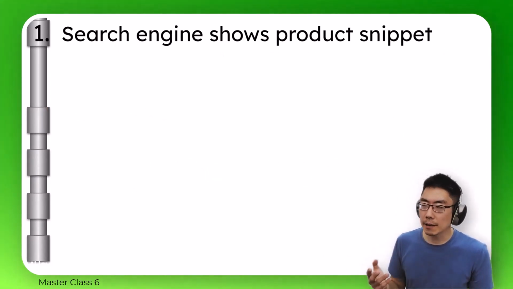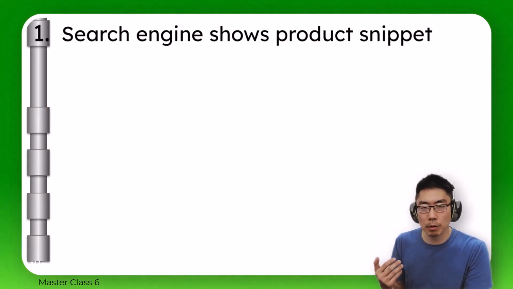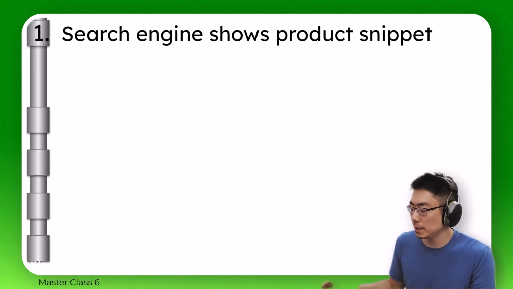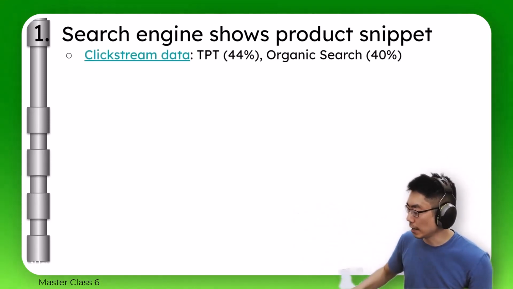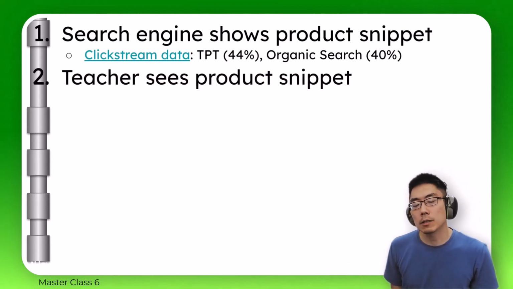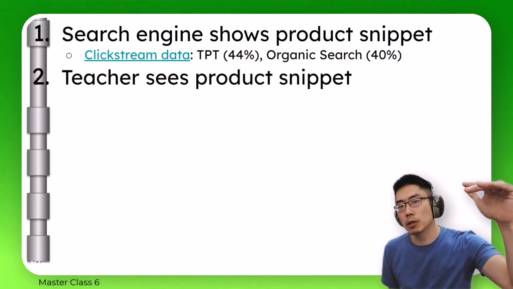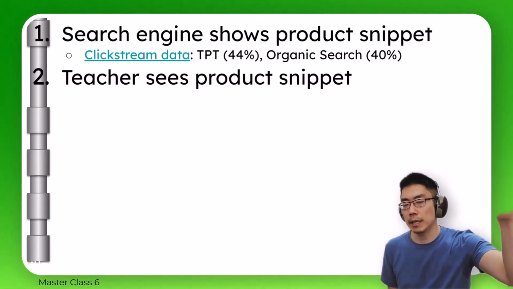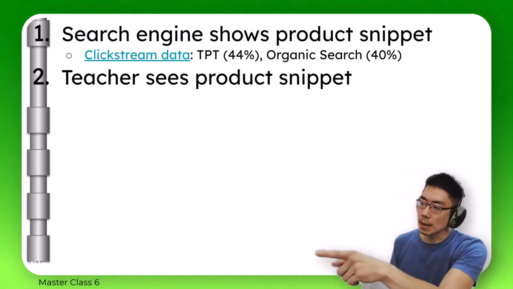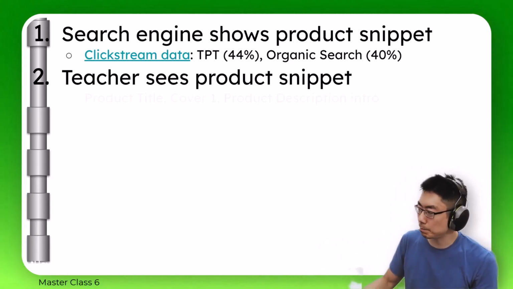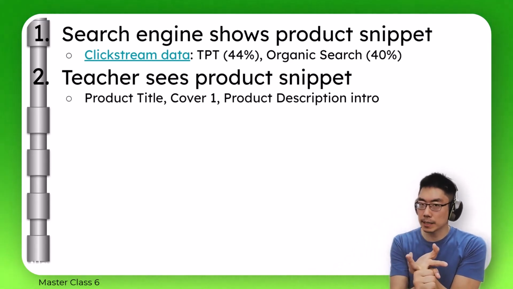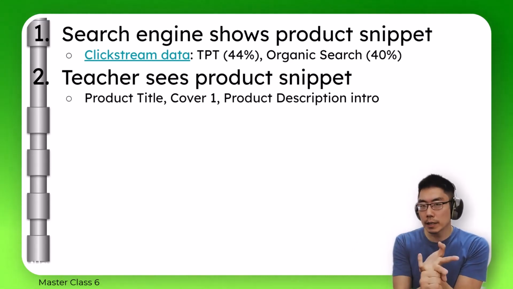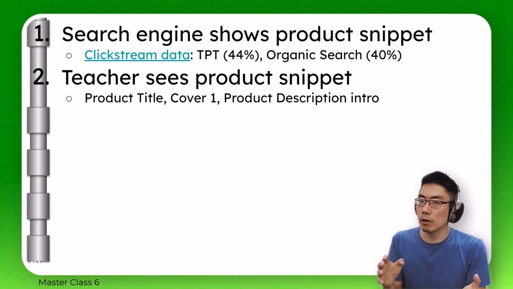And at the beginning of the pipe, the search engine shows the product snippet, right? Whether it's TPT Search or Google Search. And we know that a good chunk of it is coming from Google. So once it's on a search engine result page, because the teacher searched up whatever the key phrase is and it shows up on it, step 2 is the teacher sees the product snippet, and based on your product title, your first cover, because that's what shows up in the snippet, and the product description intro, they decide whether they're going to click or not.